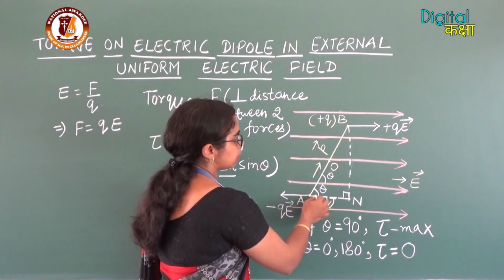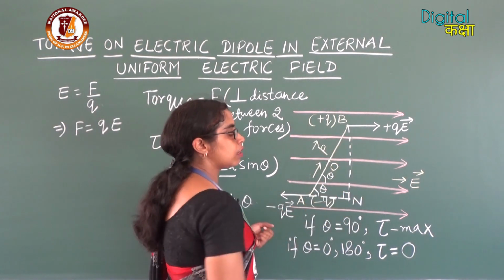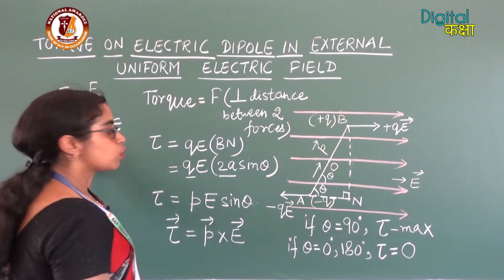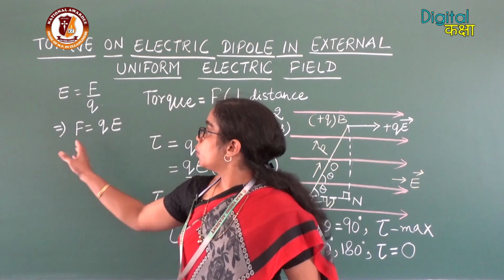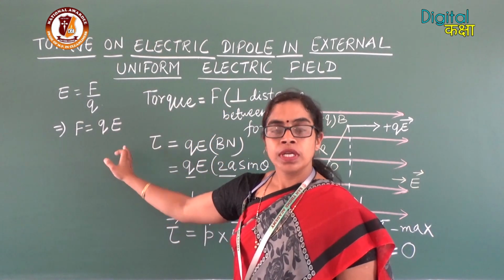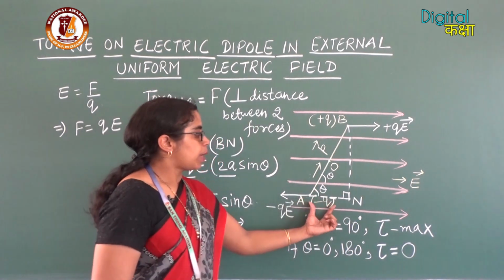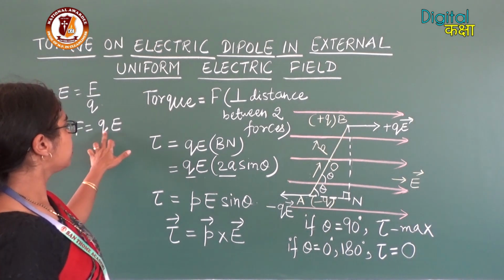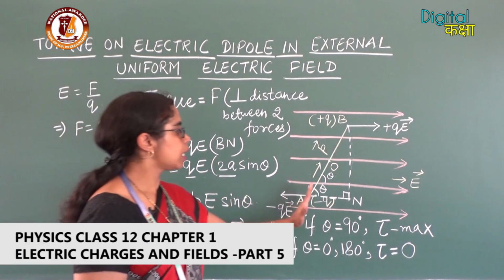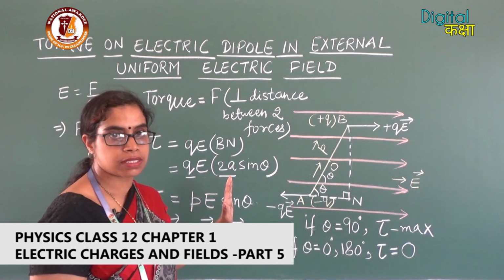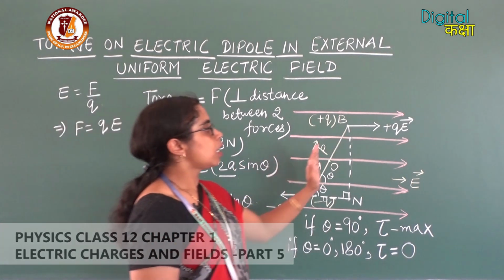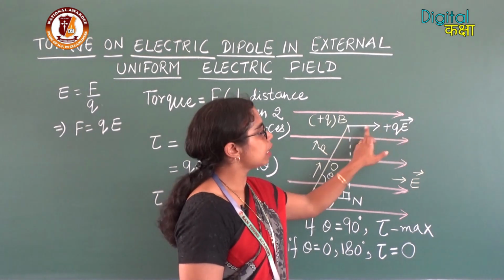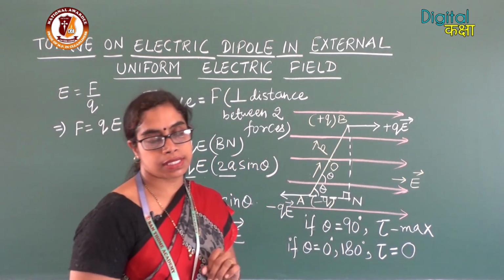Now, these two charges in the presence of the external electric field are experiencing forces. So force can be written as Q into electric field. That is why the minus Q charge experiences a force equal to minus Q into E, directed along the negative x-axis, whereas the charge plus Q will experience the force plus QE, directed along the positive x-axis.